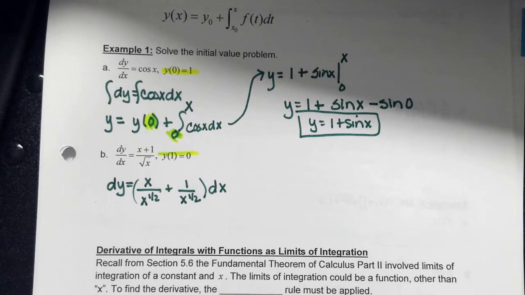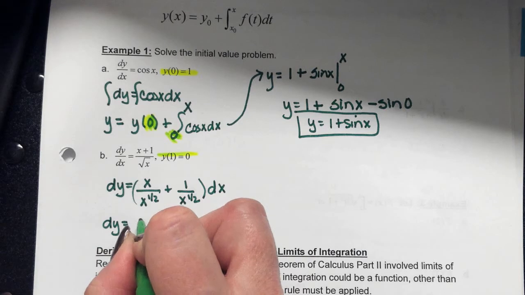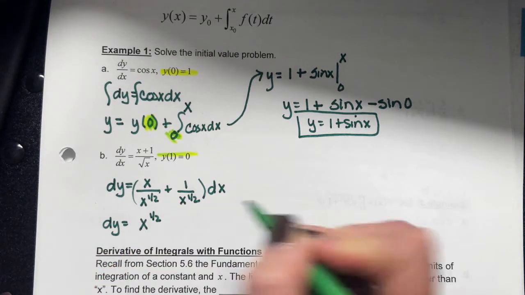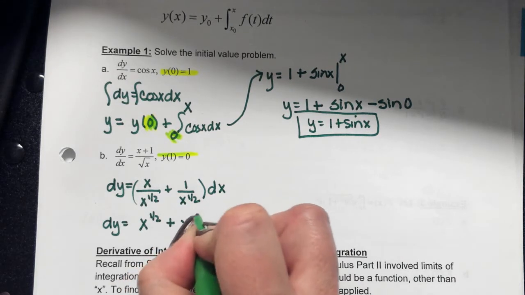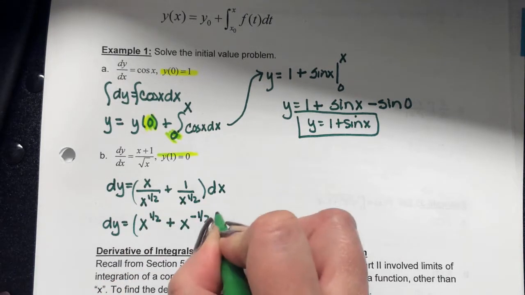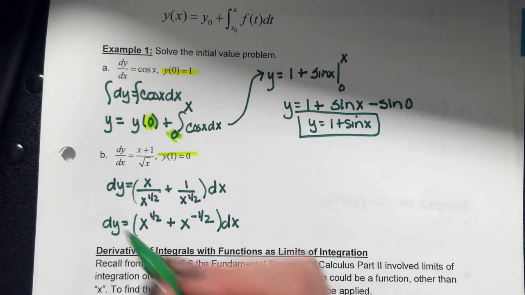Now before I integrate, let me simplify x divided by x to the 1/2. So x divided by x to the 1/2 is just then x to the 1/2. And I can rewrite 1 over x to the 1/2 as x to the negative 1/2. So now I'm ready to go ahead and start integrating.